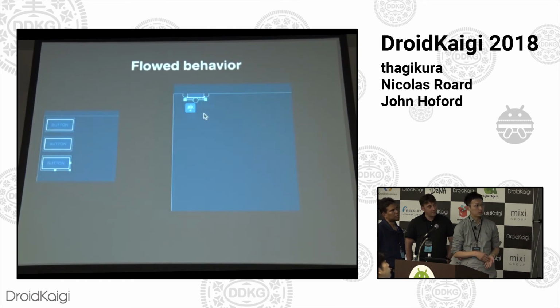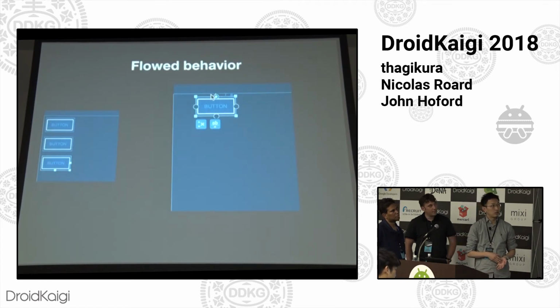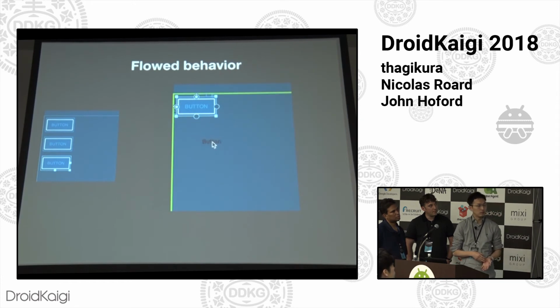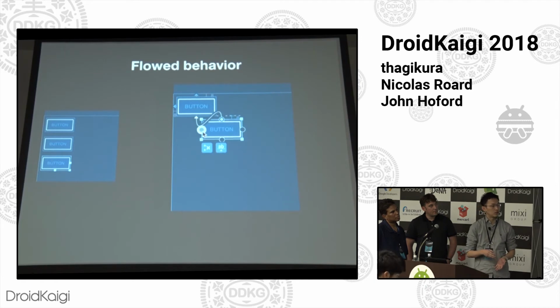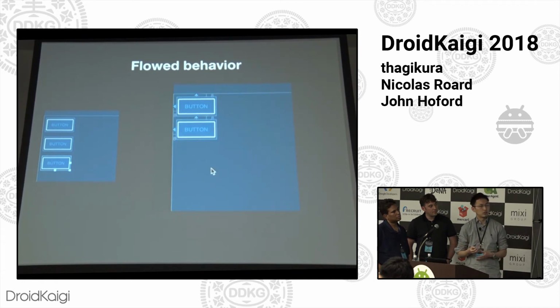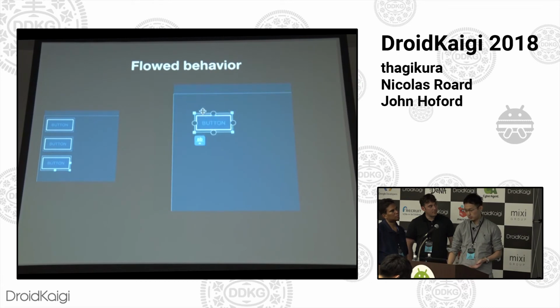The basic usage of linear layout is a flowed behavior like the image on the left. So if you replicate this behavior with constraint layout, you basically simply make a constraint from a view to another, then iterate the same thing, like the video on the right. It's simple.